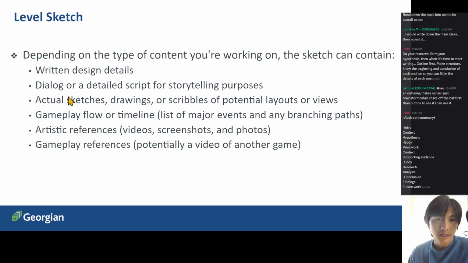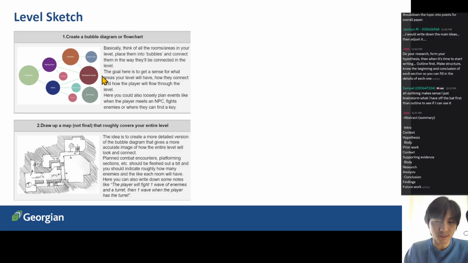It could be dialogue that you're going to put in this point of the game. It can be a timeline. It can be references like a mood board, things like that that can help you get an idea for what you're doing. It could be references to another game to say, okay, this is what's going to go in here, that kind of stuff. Basically, this is to help you advance to the next stage. That's the purpose of a sketch.